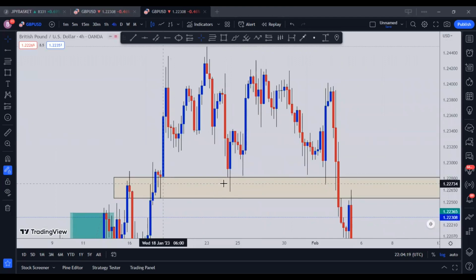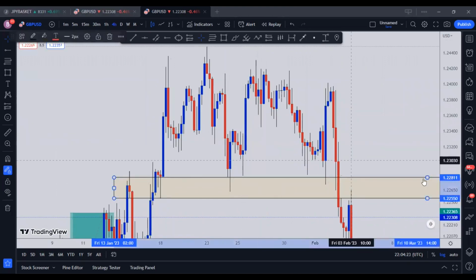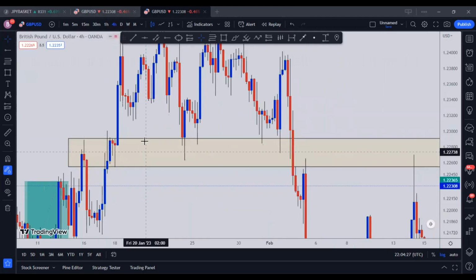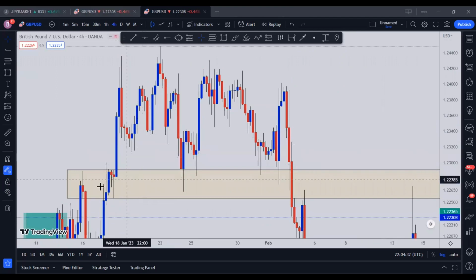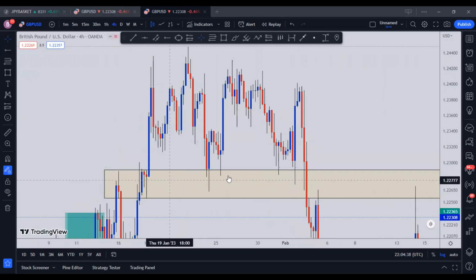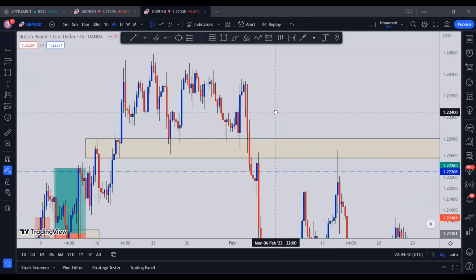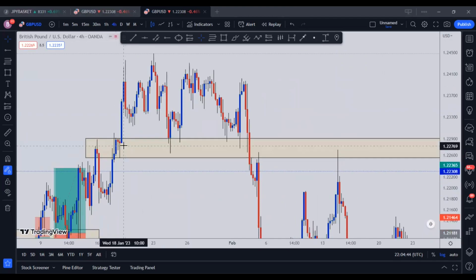You can see we have 1, 2. Okay, we need to take this one a little bit up. This is a zone. Remember, it's a zone. So as you all can see, you have 1 rejection here, 2, 3, 4, 5. We have about 5 rejections. Remember what I told you, the more the rejection, the stronger the level. Note this down, the more the rejection, the stronger the level. So this is the key support zone here.